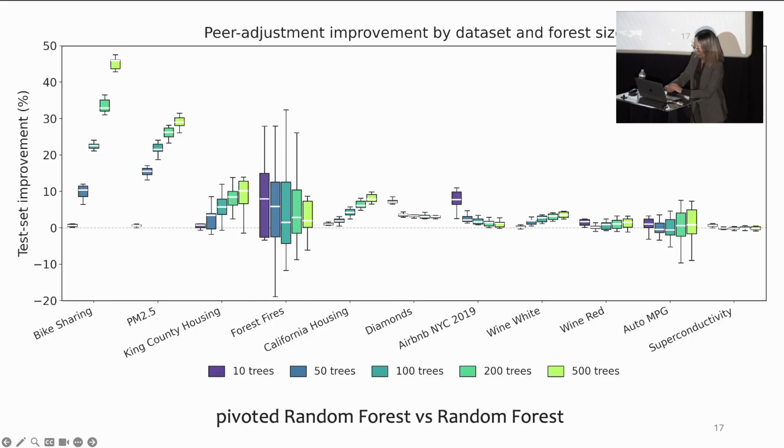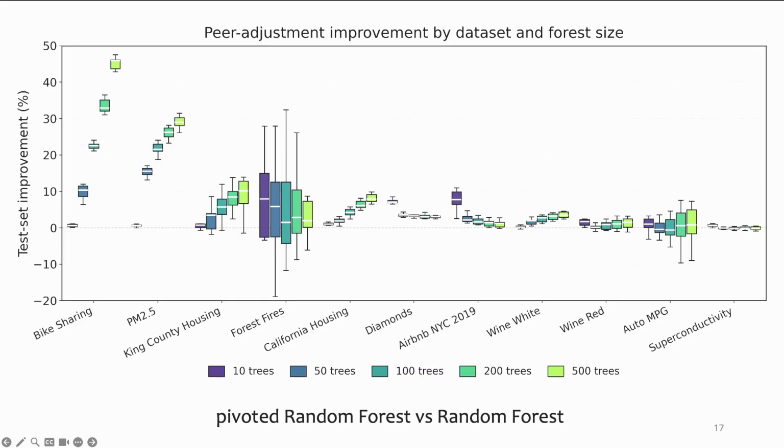So here are the results across all those 11 data sets. The y-axis is the test set improvement. Positive means pivoted forest beats the standard forest. Each box is 10 seeds. The lighter the box, the larger the forest. And the first thing I want you to notice is that most boxes sit above 0.